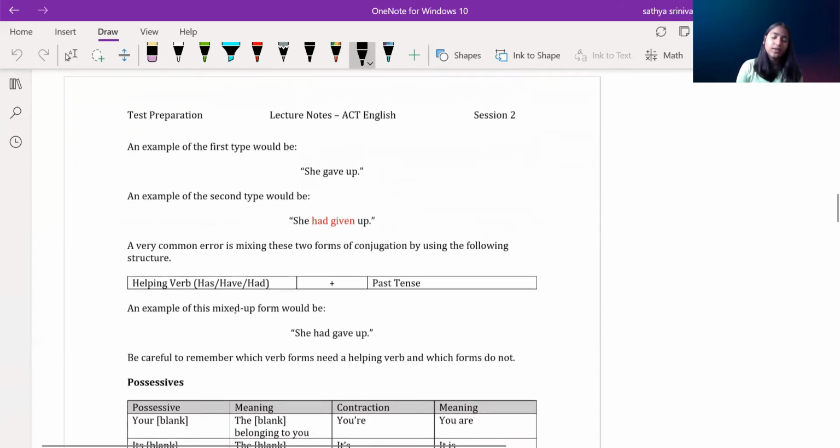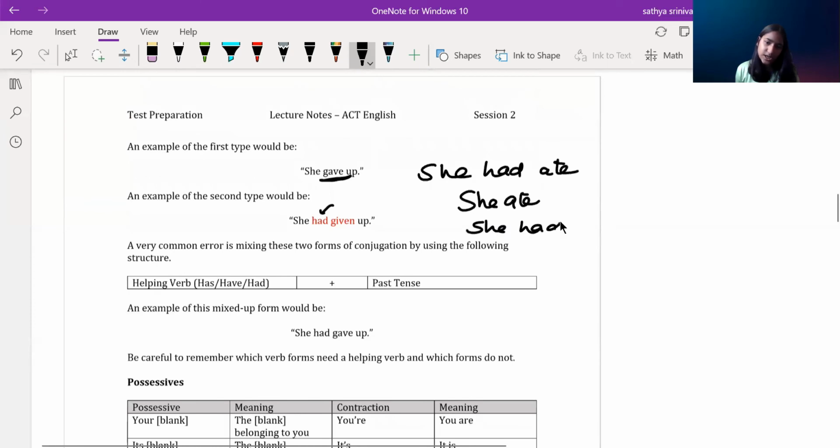But one main thing is that you can never have it in like the plain past tense with a helping verb. You can't have she had ate, right? You either have she ate or she had eaten. You can't have she had ate.